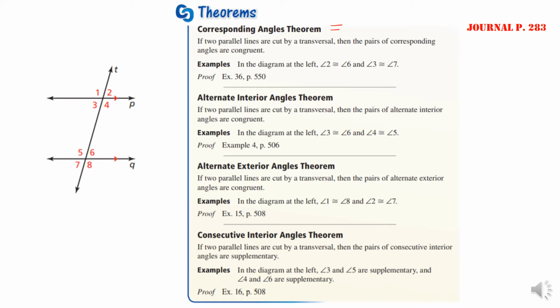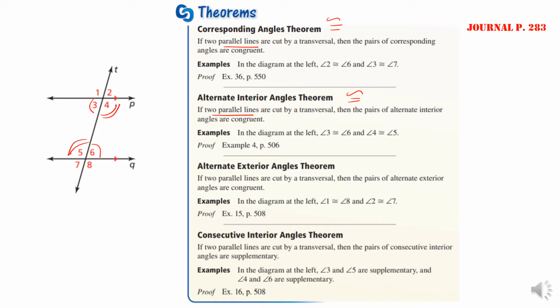So remember, these are congruent. Alternate interior angles, if two parallel lines are cut by a transversal. So what changed in our relationships is that the lines are parallel. So this is only true, the congruency is only true if they're parallel. Okay, so then the pairs of alternate interior angles are congruent. So 3 equals 6 and 5 equals 4.